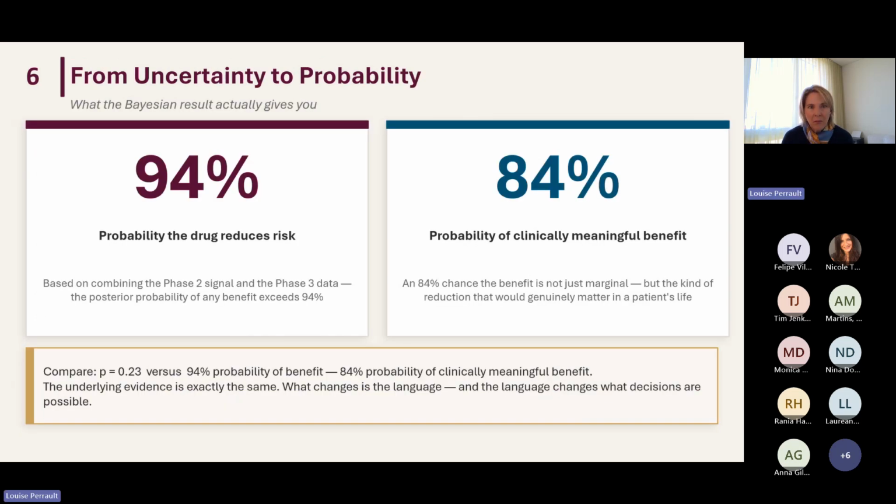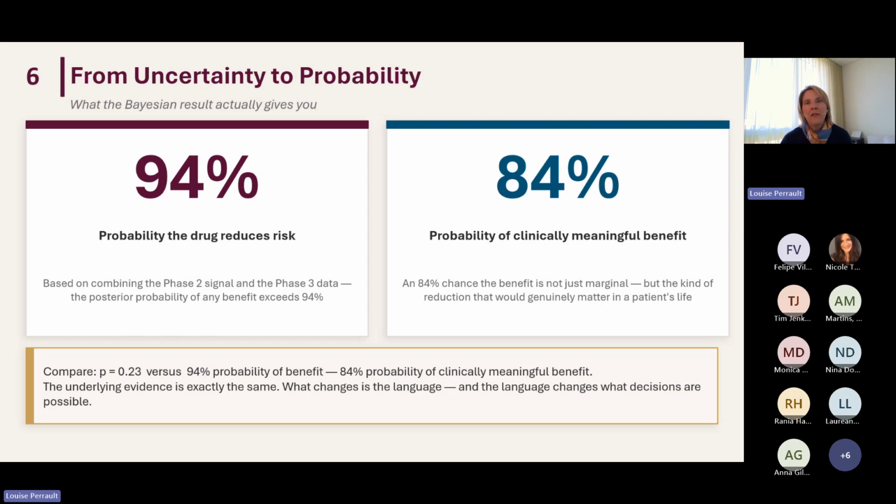Here's the part I find most useful from Bayesian analysis, especially for people who need to communicate evidence to decision makers. And you can see, in this example, there was a 94% chance that the drug reduces the risk for patients. So that's just reducing any risk. And you can go even further and say there was an 84% chance the benefit was not just marginal, but clinically meaningful. The kind of reduction that would actually matter in someone's life.